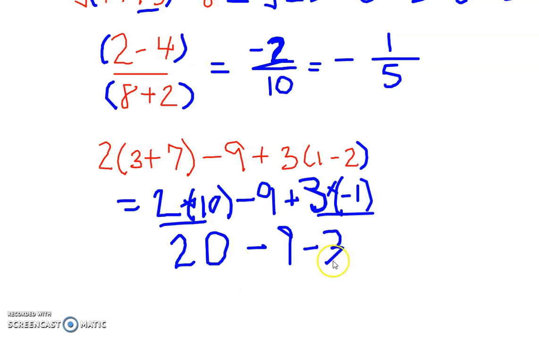So now I'm left with just subtraction. I go left to right. 20 minus 9 is 11 minus 3. 11 minus 3 is 8.